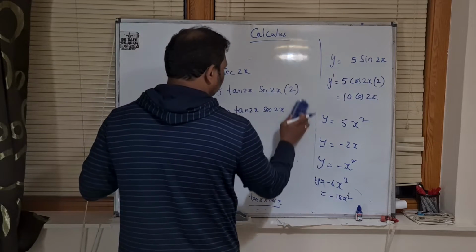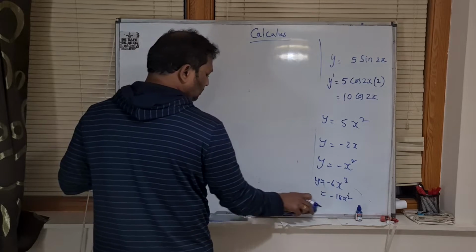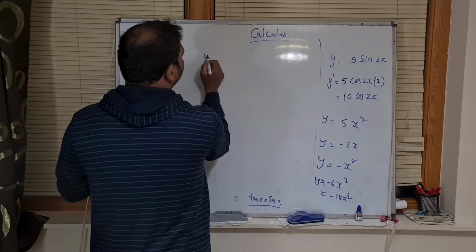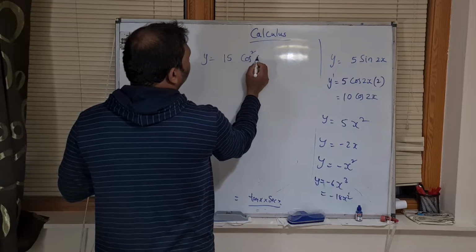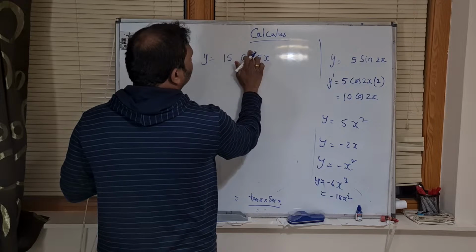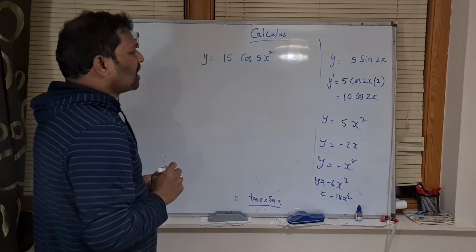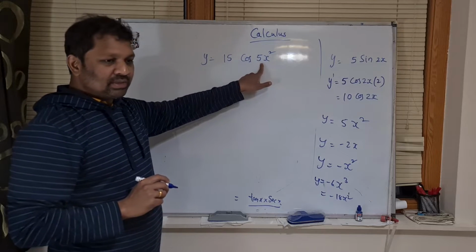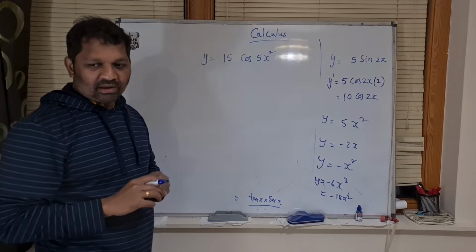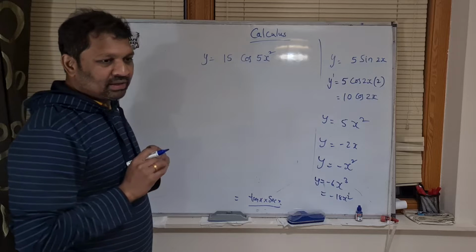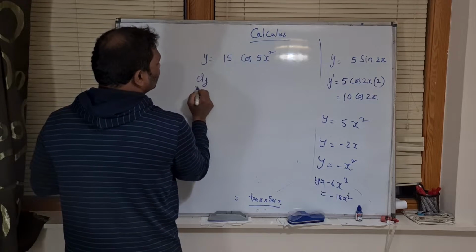Okay, we'll do one more thing. y is equal to 15 cos square 5x square. Of course it is a bad notation. Usually the angles inside will not be squared, but I gave it here to see whether you're able to do it or not. So dy by dx, what is dy by dx?